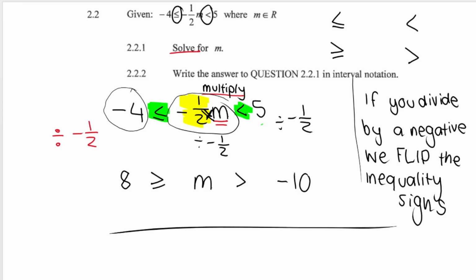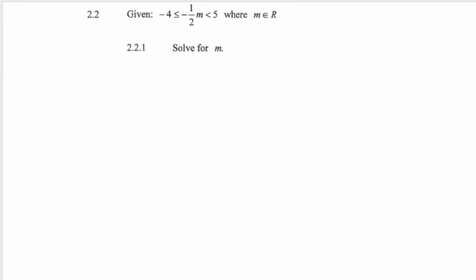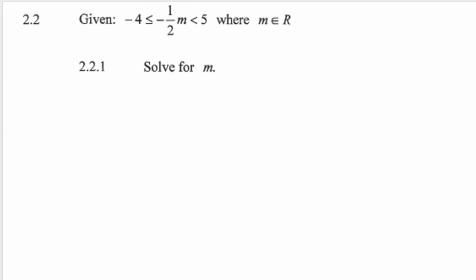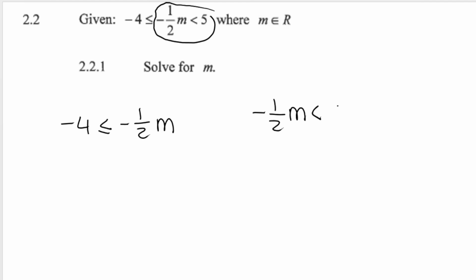Just like that. Another way to do this, if you prefer, is to break the equation up into two pieces. So this is one equation. We've got negative 4 with the inequality sign like that. And our second equation is this one over here. Some people prefer to break it up. So negative a half m like that. Then you ask yourself, I want to get m by itself. Here I am multiplying by negative a half, so I must divide by negative a half.